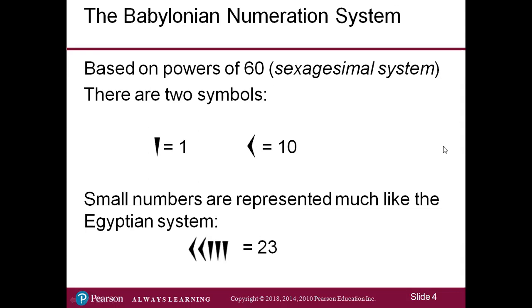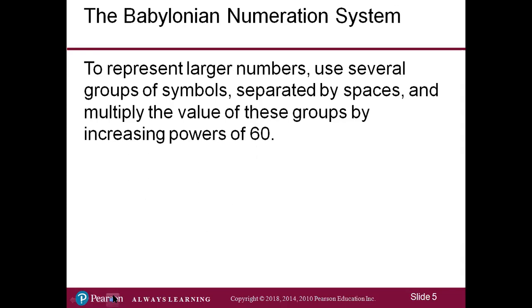Small numbers are represented much like the Egyptian system. So a 22 or 23, for example, would be 2 of the boomerangs and 3 strokes. To represent larger numbers, use several groups of symbols separated by spaces and multiply the value of these groups by increasing powers of 60.